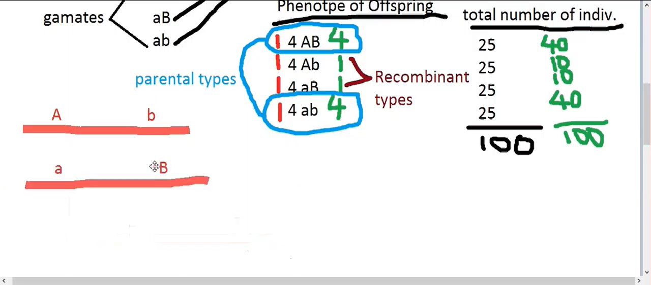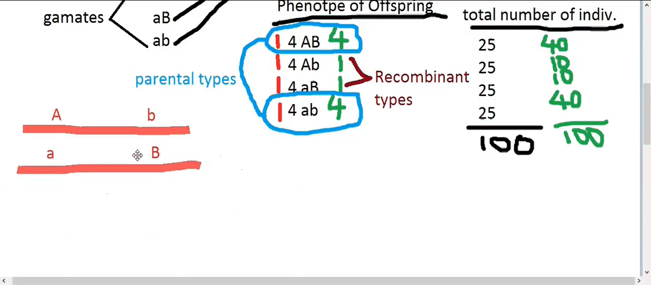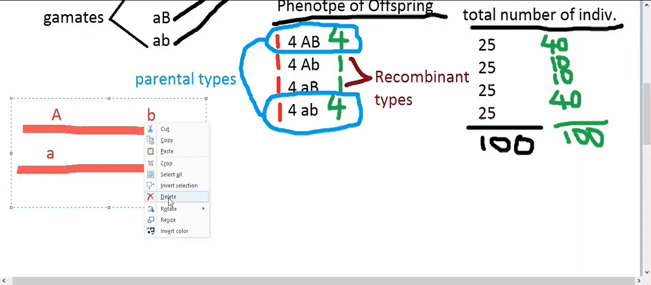Now for this test cross individual, this is small a, small b, and that's small a, small b. Even if you have a crossover, it doesn't really matter. It doesn't matter where the crossover is. And so that was their explanation. I think that's about it for that.